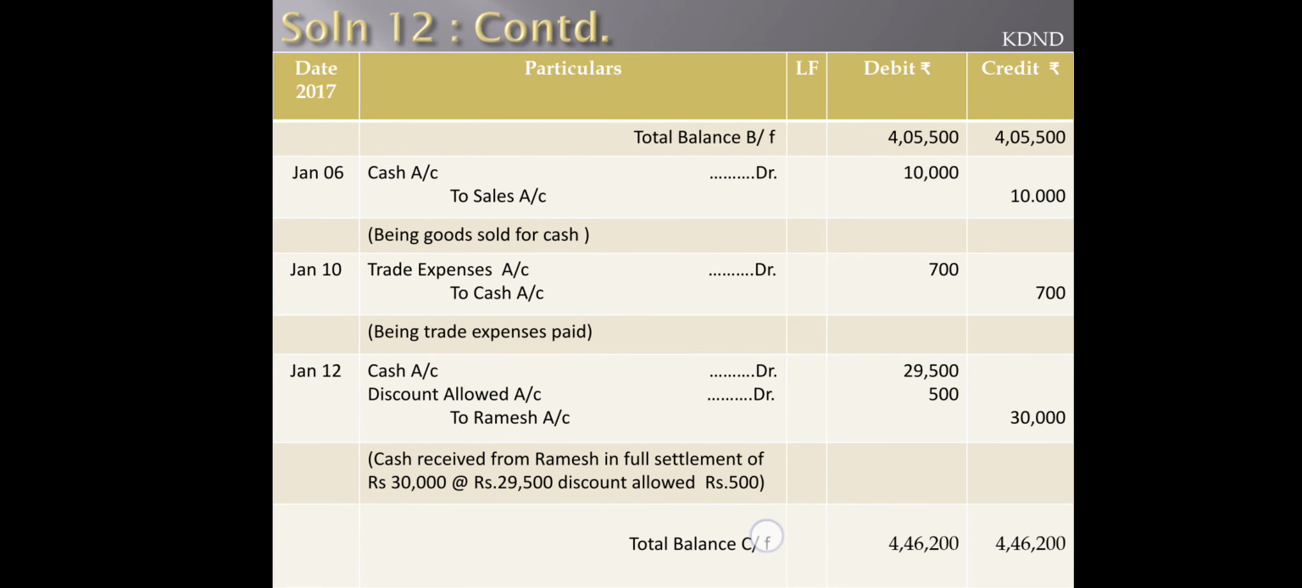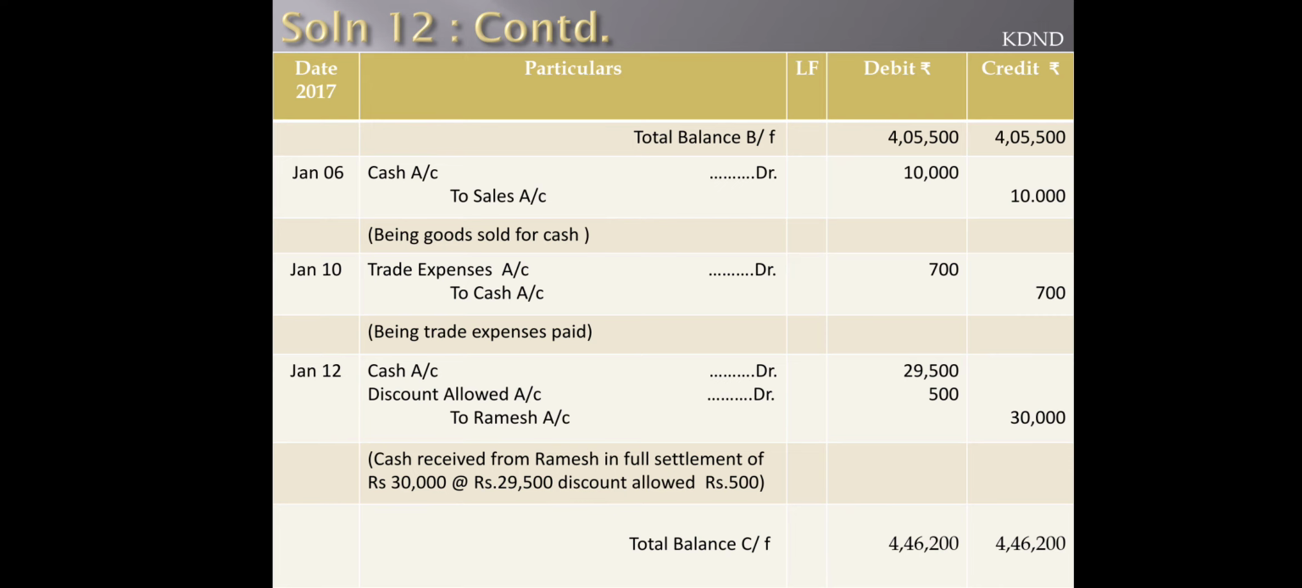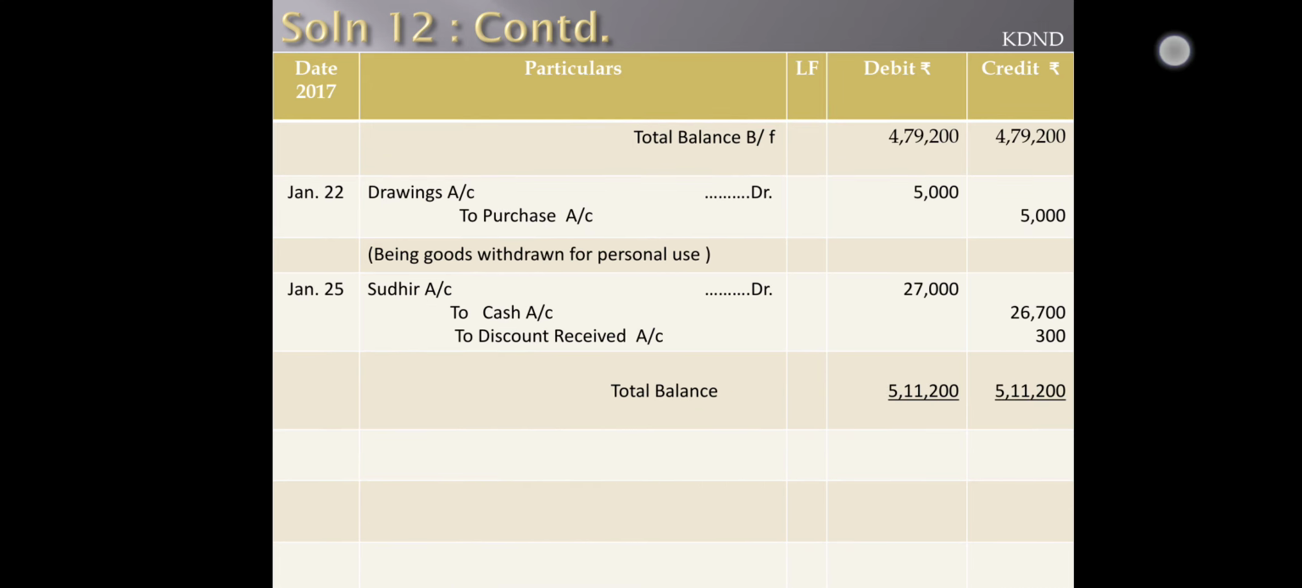And then comes your next, that is cash paid to Sudhir, and he has allowed a discount of rupees 300, because we are paying Sudhir and he is allowing us cash discount. Here the receiver is Sudhir and cash goes out of us. Sudhir is a receiver, 27,000. Cash goes out 26,700, and discount we are receiving is 300. So finally we have journal entry: Sudhir account debit to cash account 26,700 and to discount received account 300.